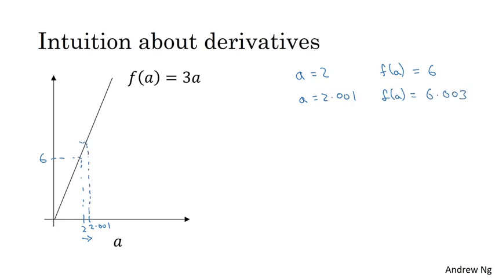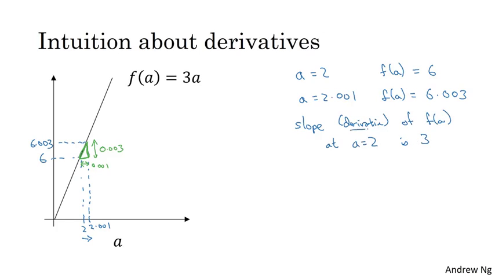So plot this over here. This is not to scale. This is 6.003. So if you look at this little triangle that I'm highlighting in green, what we see is that if I nudge a 0.001 to the right, then f(a) goes up by 0.003. The amount that f(a) went up is 3 times as big as the amount that I nudged a to the right. So we're going to say that the slope, or the derivative, of the function f(a) at a = 2 is 3.